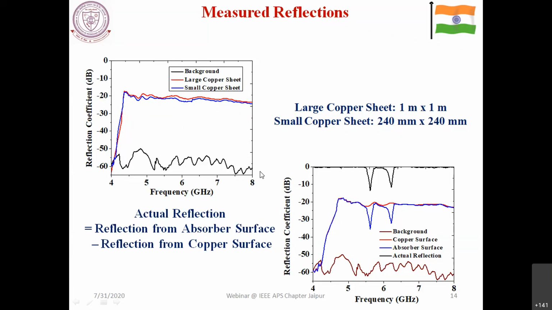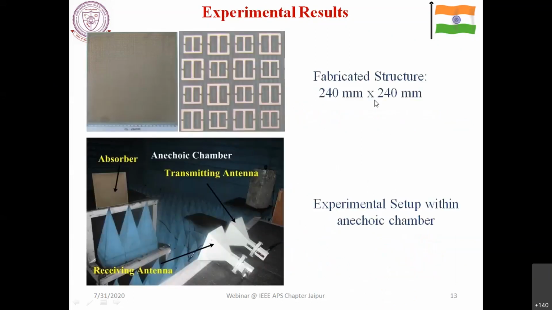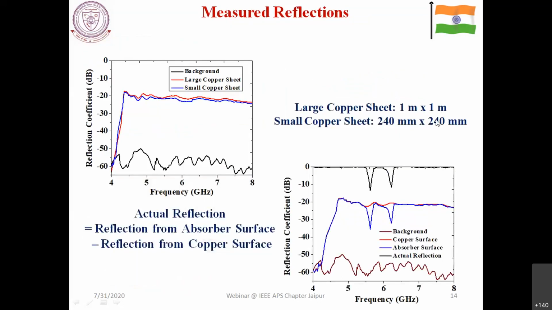Right? Now what you do, this smaller copper sheet is identical to the dimension of the absorber sample of 240 mm by 240 mm. If I go back, you can see the absorbing sample is 240 mm by 240 mm, right? So what you are doing, you are measuring from this one, okay? And now you present the absorbing sample from here. So you can see over here, the background is this one.